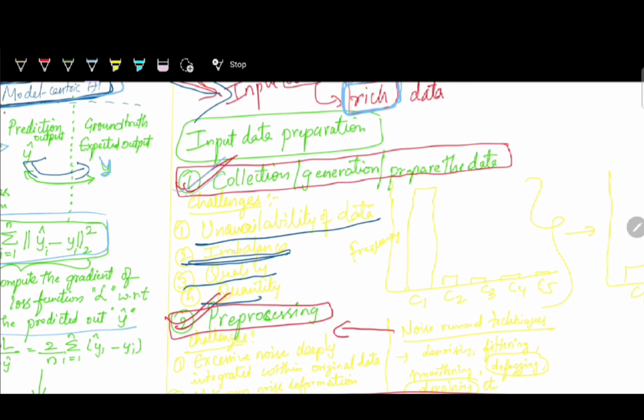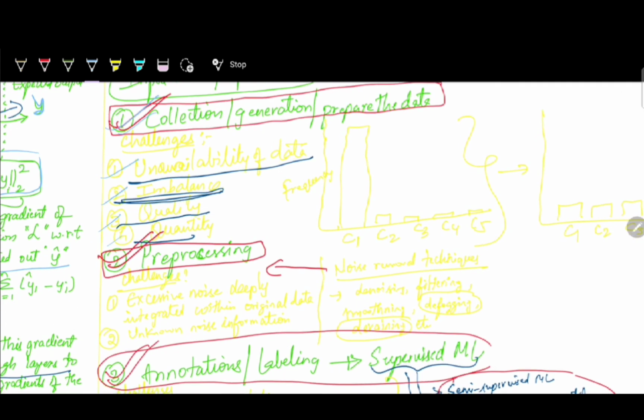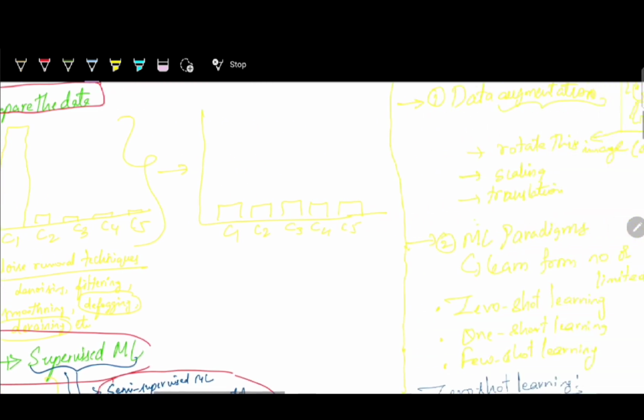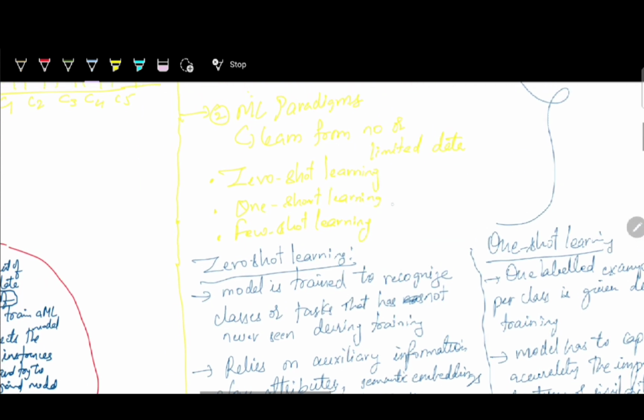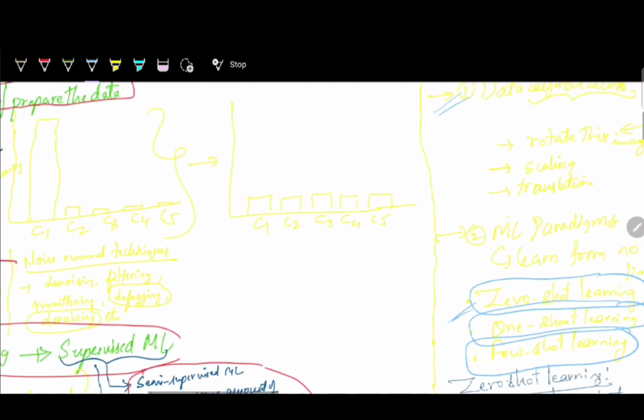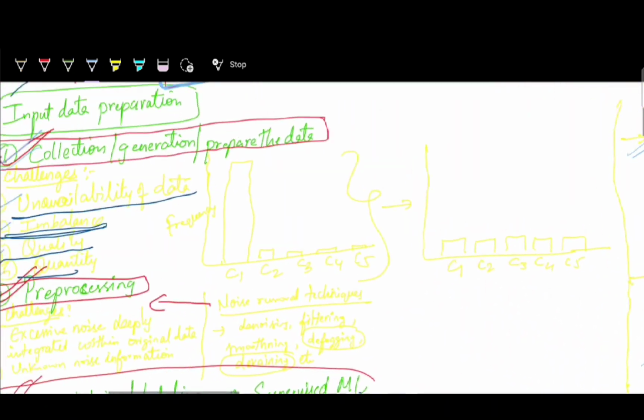Then we discussed the challenges like unavailability of data, imbalance, quality and quantity, and the existing methodologies or paradigms we have to tackle these challenges, like data augmentation methods, then ML paradigms like zero shot learning, one shot learning, few shot learning. Then we discussed briefly each of these paradigms.